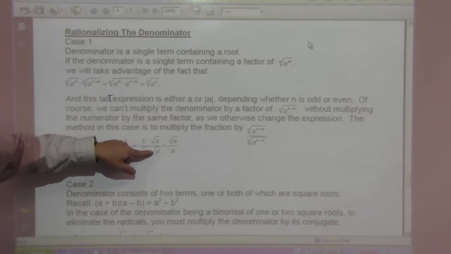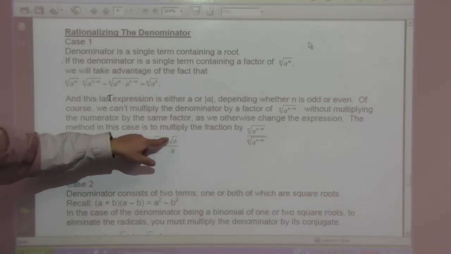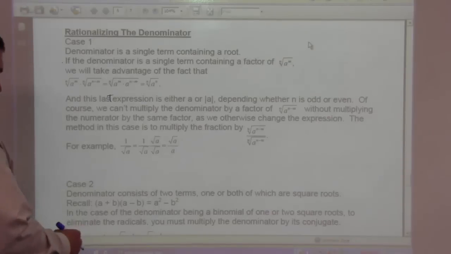For example, 1 over the square root of a will be 1 over the square root of a times square root of a over square root of a. The square root of a times square root of a is a. 1 times the square root of a is the square root of a. So that's if you have a single term down below.